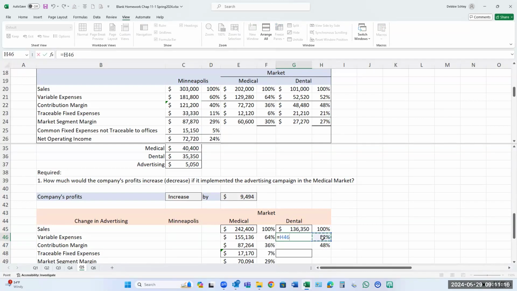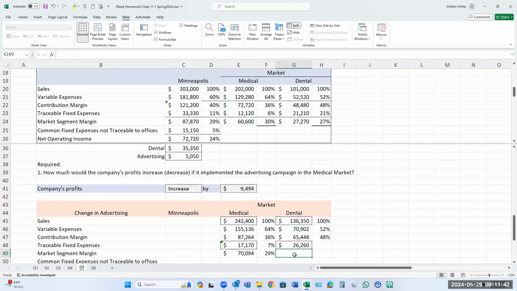I'm going to take my variable expense ratio times my new sales. So I'm going to take sales minus variable equals contribution margin. Okay, so at this point, the traceable fixed, they want us to try out if we add the advertising increase to the dental office, new ratio for that one. And then we're going to take the contribution margin minus the new traceable fixed.